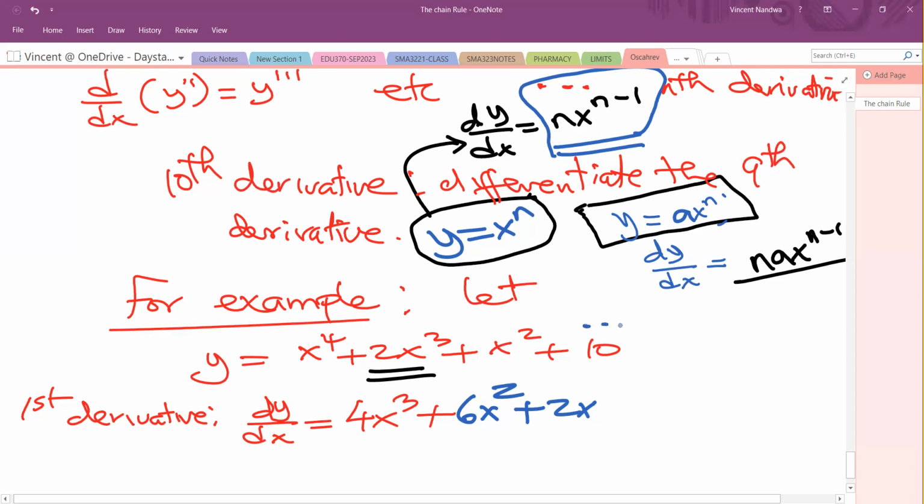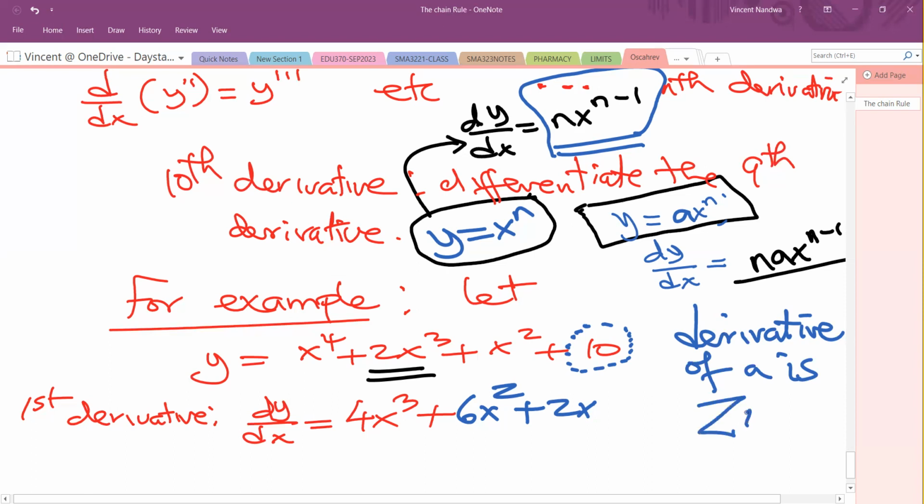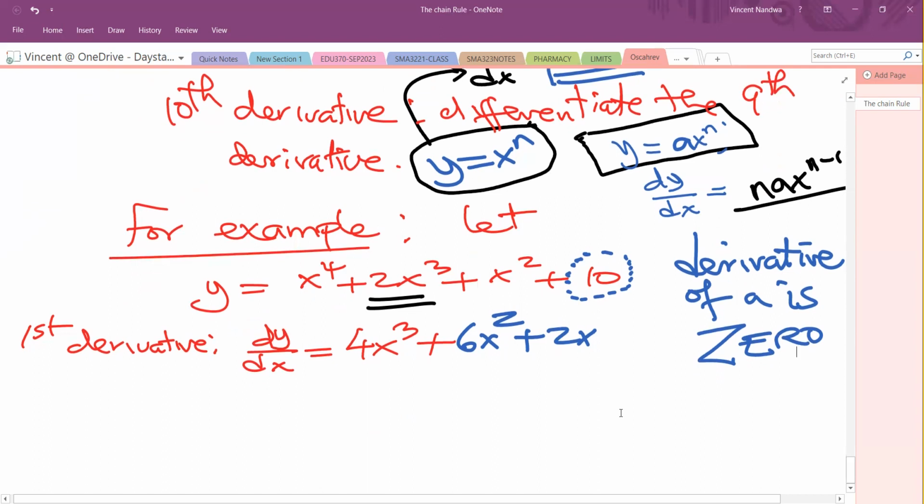Then next, you are still making the same mistake. The derivative of a constant, I still remind you, of a constant is 0. Okay, so that's what you call a first derivative. Then second derivative.